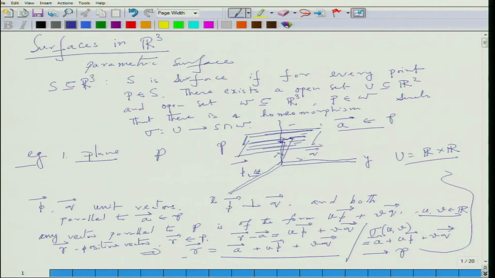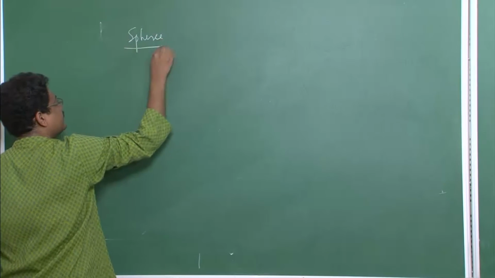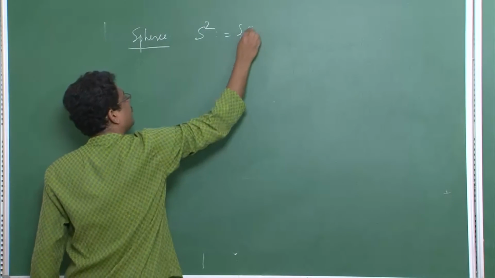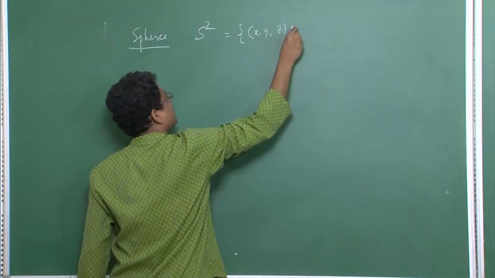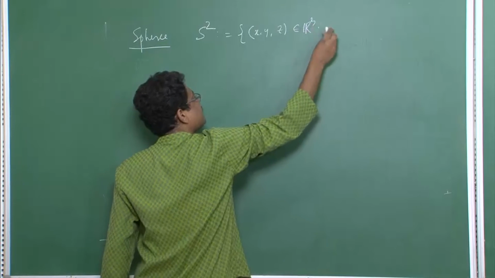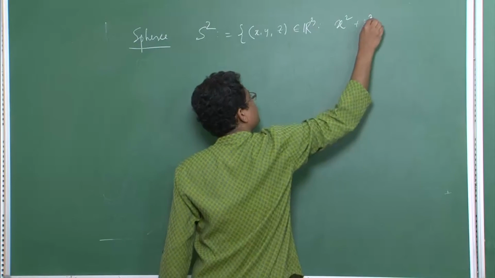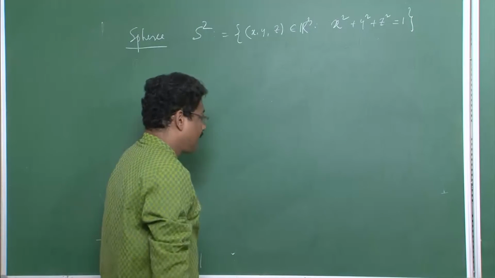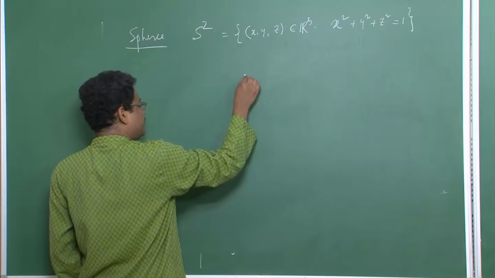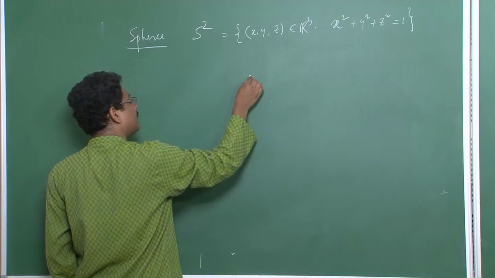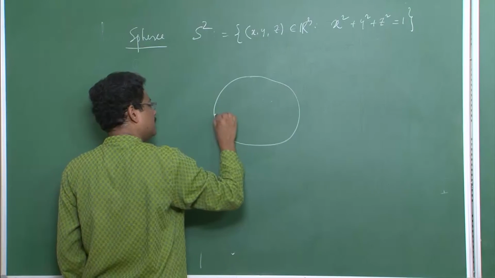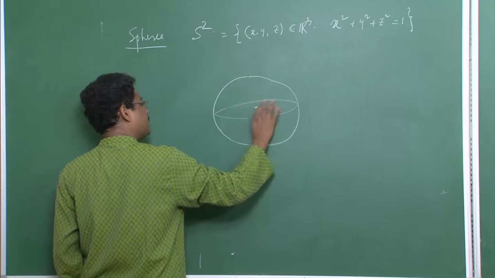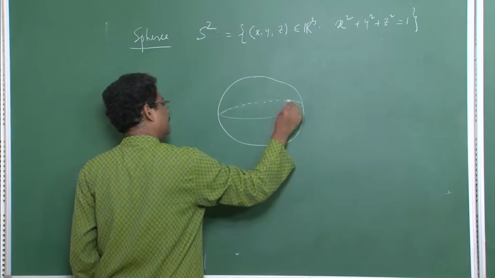So, the next example is the sphere. Let us take the unit sphere, which we will be denoting by S2, which is all points x, y, z in R3 such that x squared plus y squared plus z squared equals 1. So, if I draw it, it will be like this. This part is not visible when we see it as a globe. So, this is the sphere.